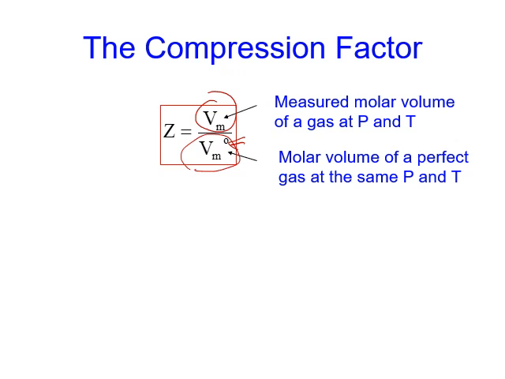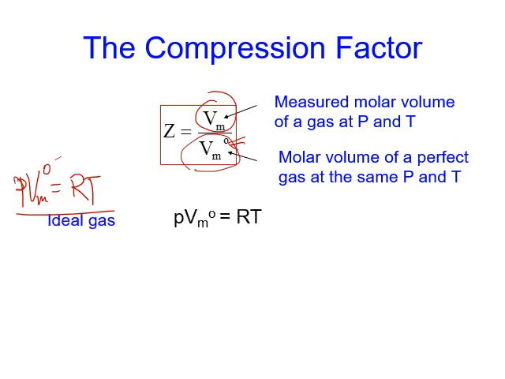Now we learned the ideal gas law. One way to write it is PVm equals RT. If the gas behaves ideally, that's the law. However, the ideal volume should use a knot, so the equation should be written as PVm knot equals RT, because this equation is only for ideal gas, and this symbol represents the ideal volume.